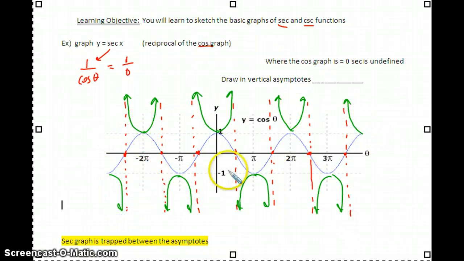So actually the green graph is the secant graph, but I'm using the cosine graph to be able to get that. So we're going to draw vertical asymptotes wherever the graph is equal to 0, where cosine is equal to 0. In this case, that was all those red dots that I put there. And then, like you'll see here, it says the secant graph is trapped between the vertical asymptotes. So each of the vertical asymptotes gets the secant graph.